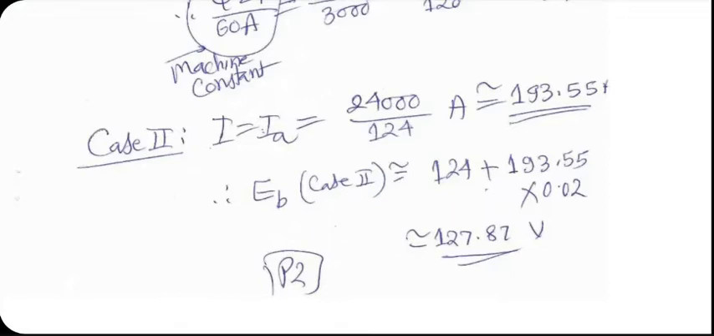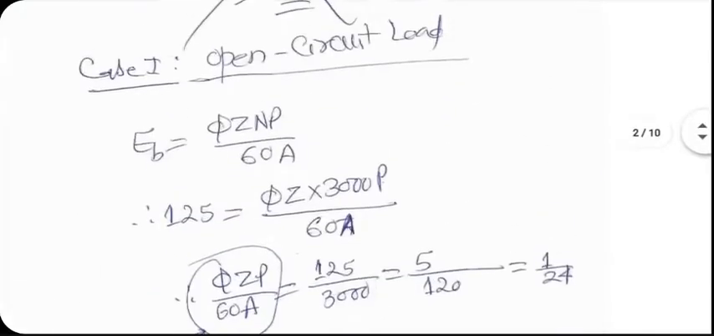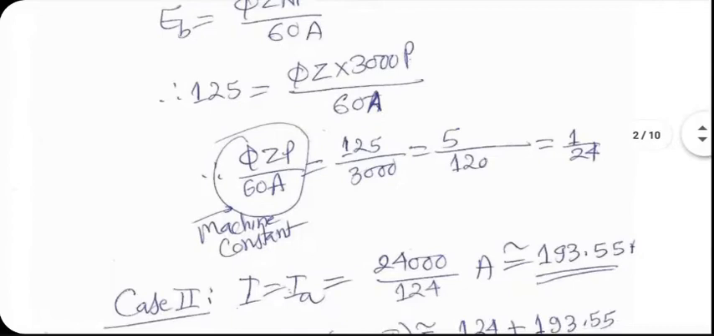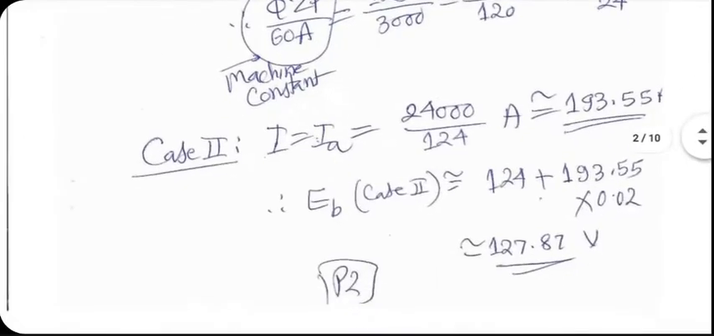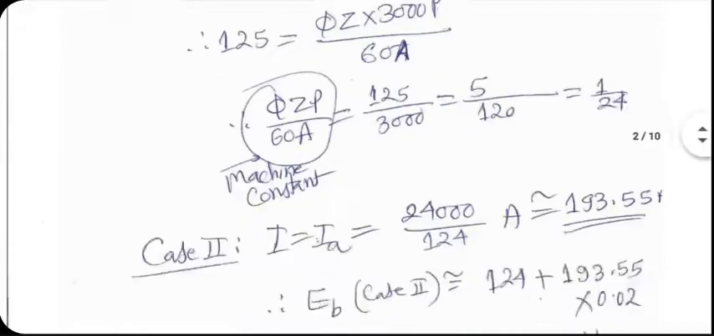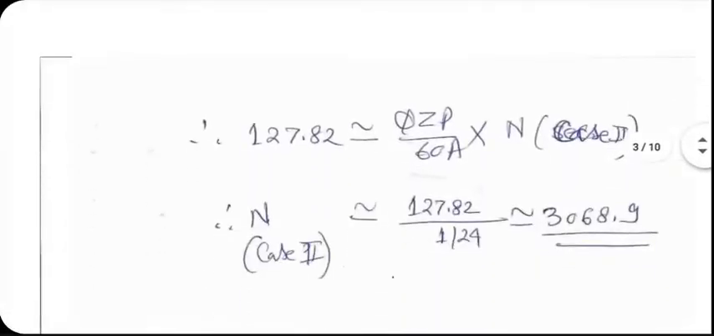Now, we know EB in the second case, we know EB in the first case, right? EB is slightly higher in the second case compared to the value in the first case. So N has to be slightly higher here compared to 3000 RPM because the rest of the things in the equation are not changing. So what you do is take the value of phi ZP divided by 60A as 1 upon 24 and reuse the equation.